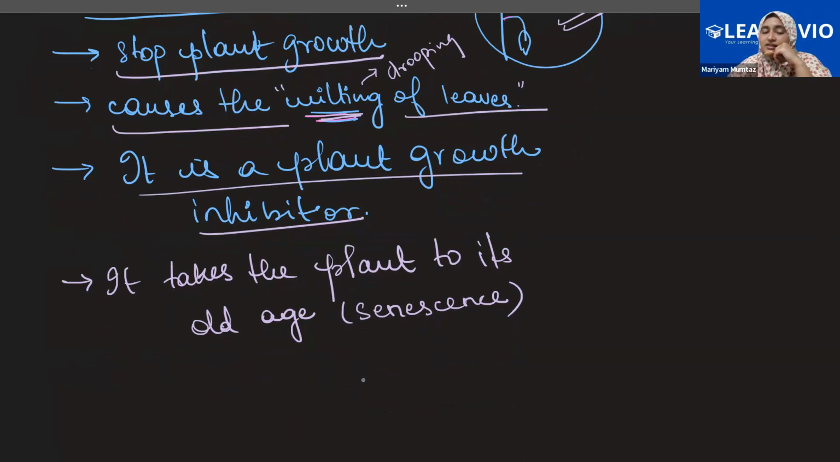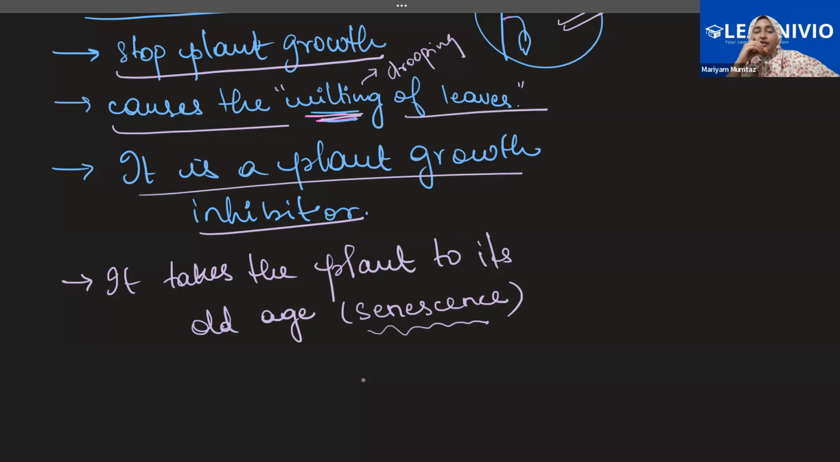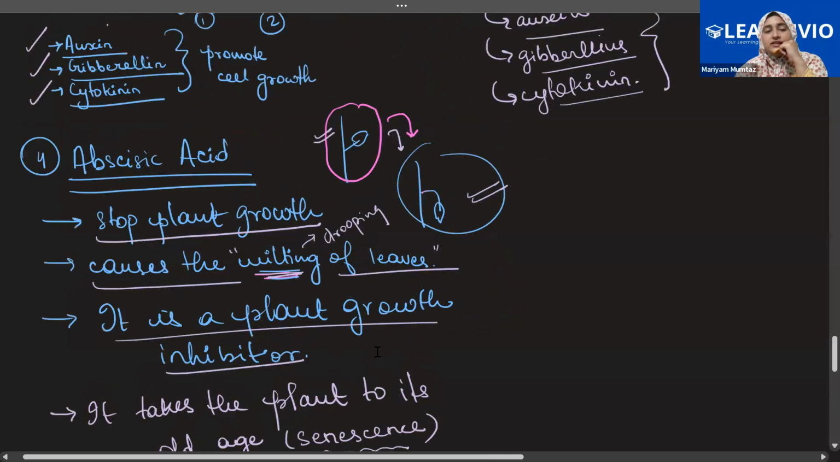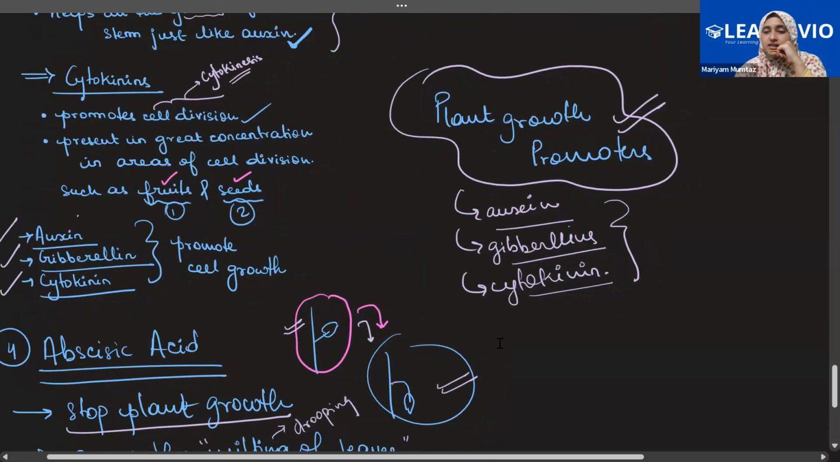Now, what else does it do? It takes the plant to its old age. The old age of a plant is called senescence. So it takes a good plant that has been there, and slowly, slowly, like how we humans age, the plants also age. And the hormone which causes the plants to age or to go towards senescence is abscisic acid. So altogether, we have discussed all of these hormones that are found in the plants. All of them are non-nutrient substances that are extremely helpful in terms of growth and everything.